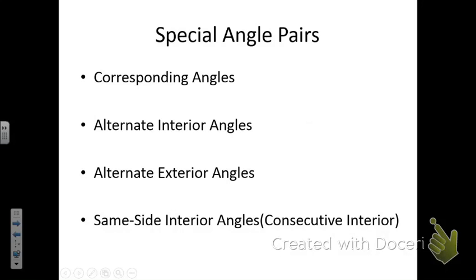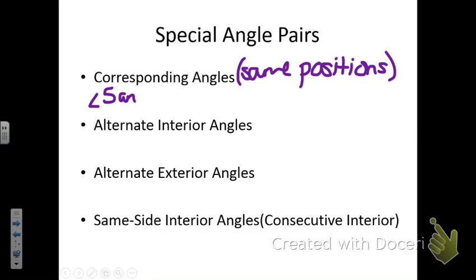These are angles that are going to be in the same position. So you can write that out to the side there. They are in the same positions. For instance, if I am looking at my picture up here, notice that angle 5 is in the top left. And if I look down at my second set, which angle is also in the top left? 4. So angle 5 and angle 4 are corresponding.